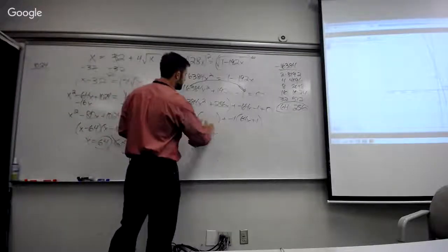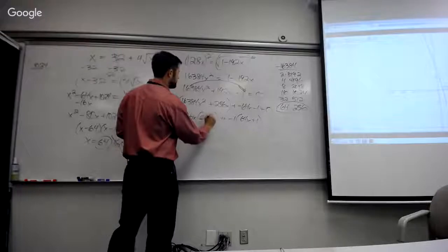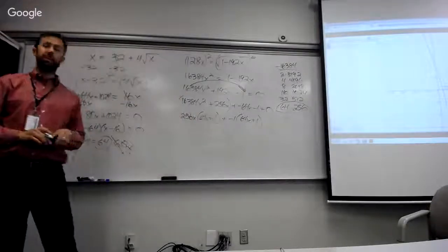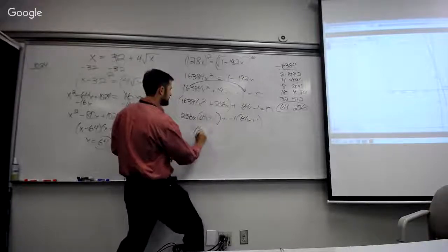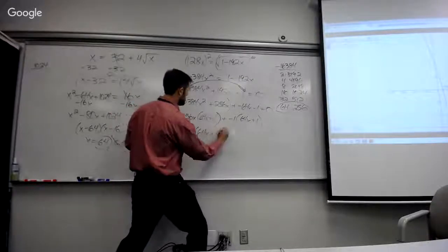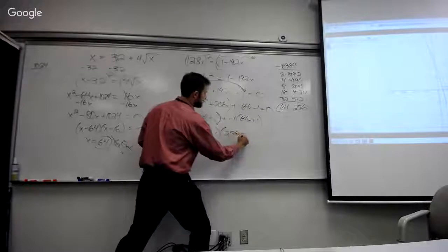Oh, I have that backwards. It's 64x plus 1. There we go. Yeah, so the factoring by grouping did work. And we ended up with 64x plus 1 times 256x minus 1.